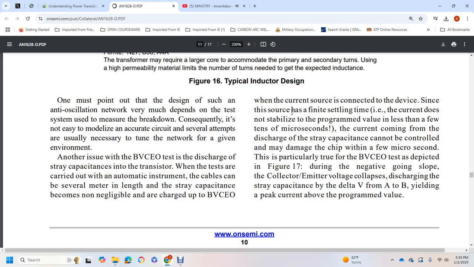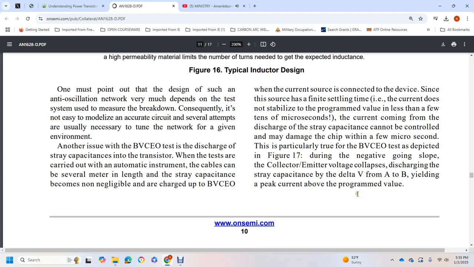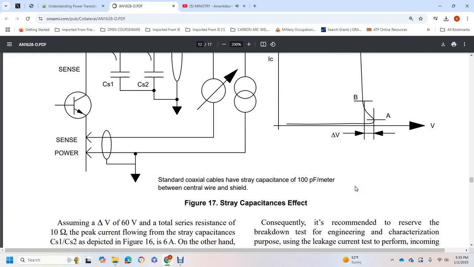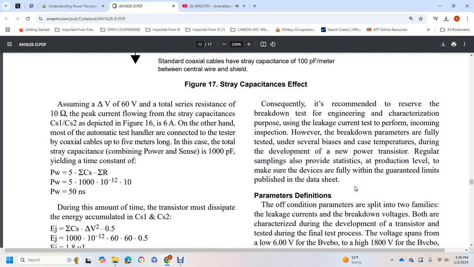Current coming from the discharge of the stray capacitance cannot be controlled, and it may damage the chip within a few microseconds, particularly true with the BVCEO test depicted in figure 17. During the negative slope of the collector-emitter voltage collapse, the stray capacitance discharges with a delta V from A to B, yielding a peak current above the programmed value. Assuming 60 volts and a total series resistance of 10 ohms, the peak current flowing from the stray capacitance to capacitors C1 and C2, depicted in figure 16, is 6 A.